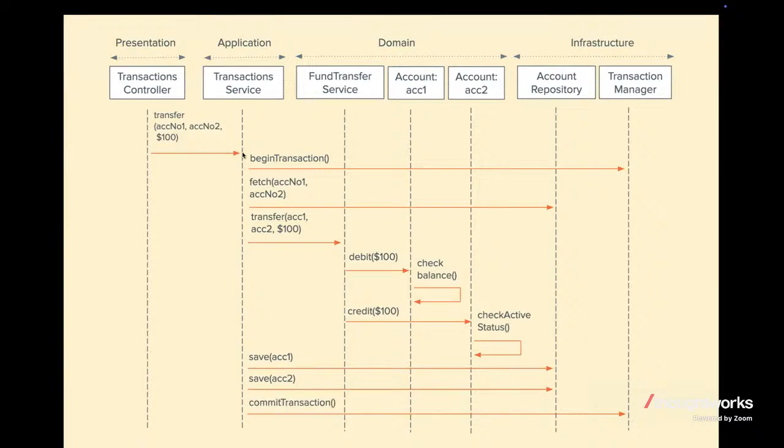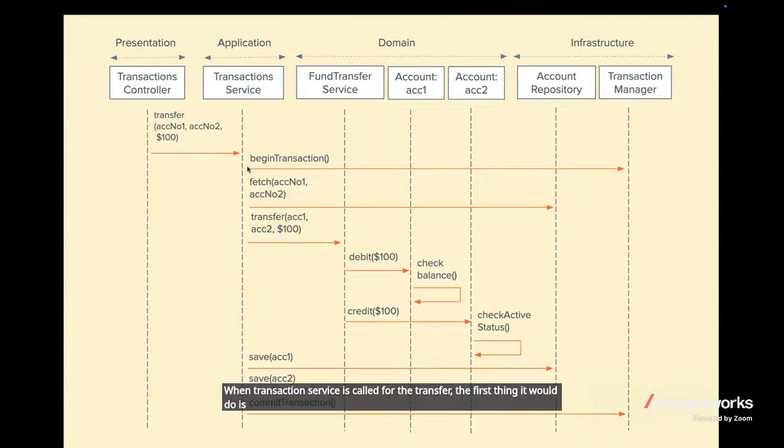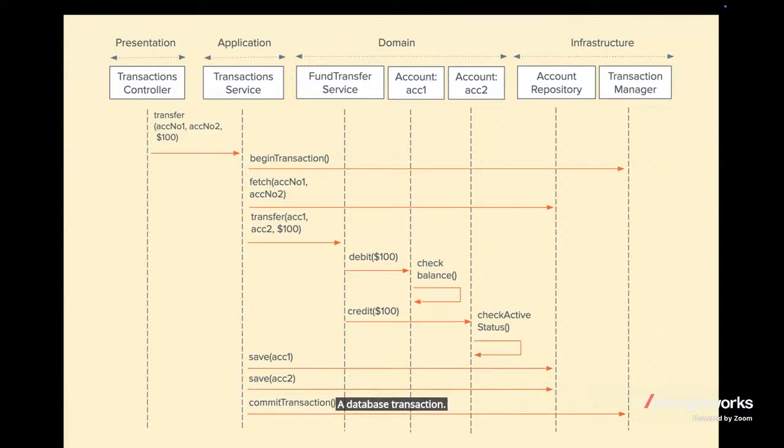When the transaction service is called for the transfer, the first thing it needs to do is create a transaction. Can anybody tell why it needs a transaction here? A database transaction. Exactly. Debiting and crediting is an operation that will happen over two different objects, account one and account two, and we will save them separately. So if one save succeeds and the other fails, we have to roll back, right? That is why we need a transaction manager. And it's the application layer's responsibility to handle the transaction management and transaction lifecycle.